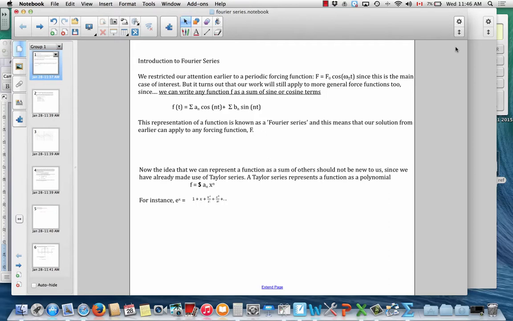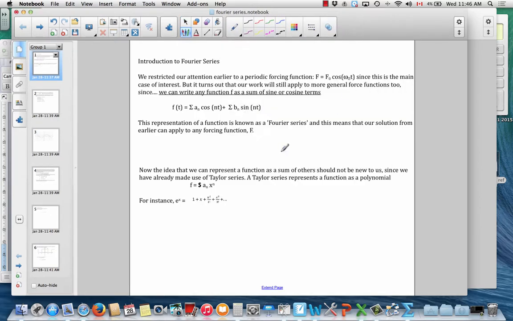Okay, so we're going to conclude our unit on simple harmonic motion with a brief look at Fourier series. Now, a Fourier series is simply a technique for writing a function as a sum of sine and cosine terms. Now, you've actually already done something like this before because previously you've written functions as a polynomial, i.e. as a sum of x to the n terms.